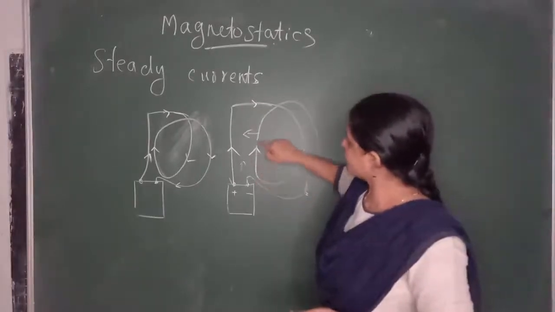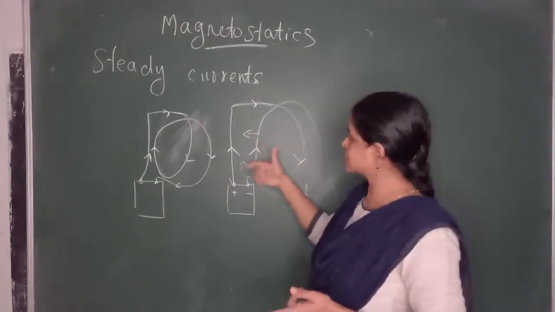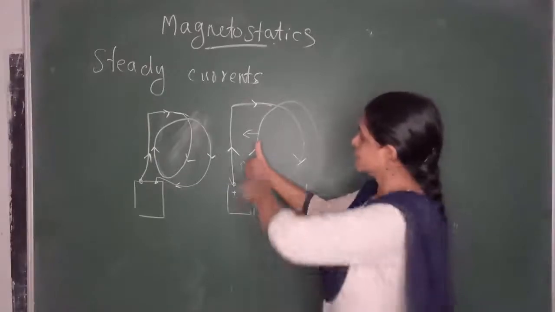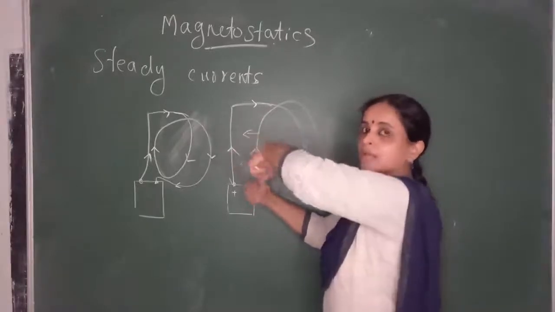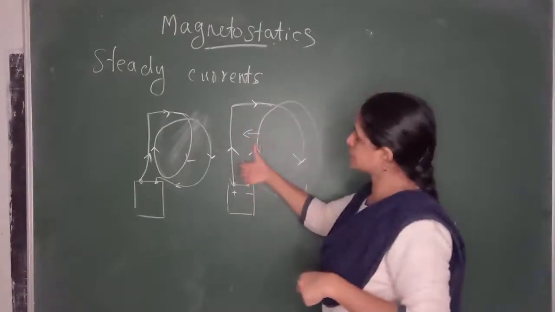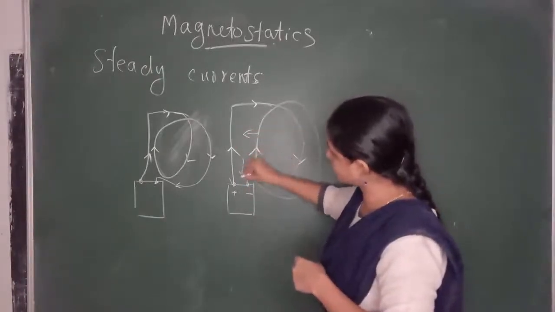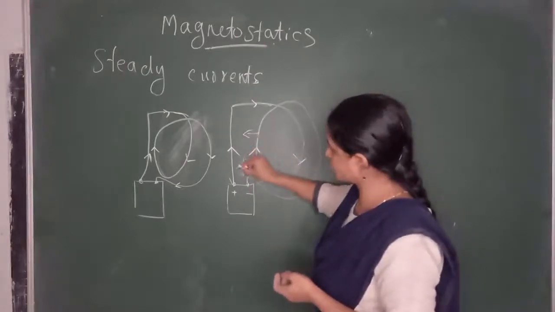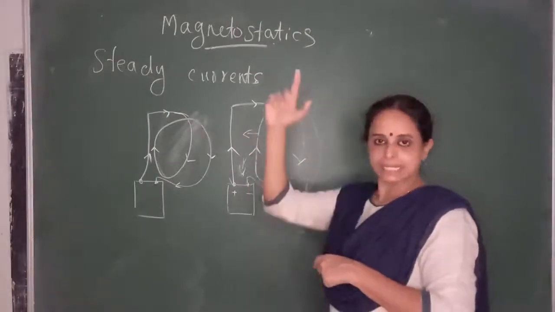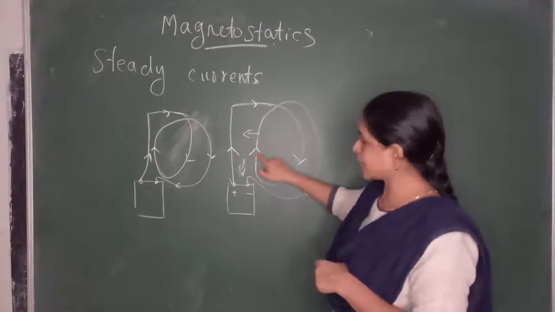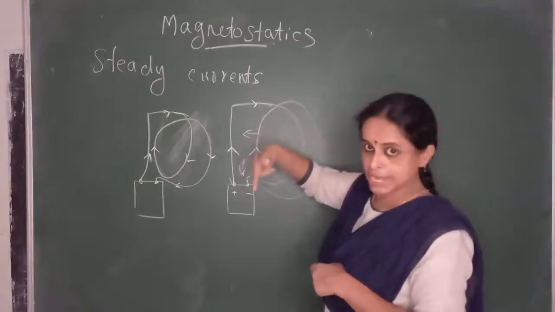Similarly, the field produced by this second wire is in this direction. That means you can use the thumb in this direction, and the fingers will represent the direction of the magnetic field. So this is in this direction. That means this is in the clockwise direction. So the field due to the second wire is out of the page. Out of the page. The current is in the upward direction. Here current is in the upward direction. So the field is out of the page here.